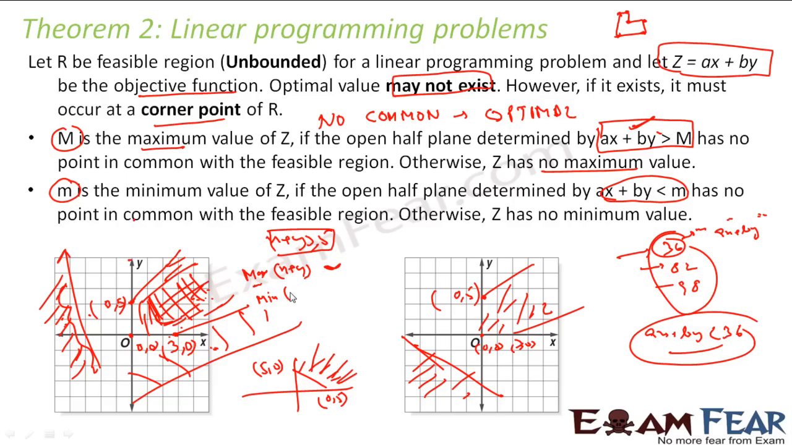When I say find the minimum value of x plus y, I can say that the minimum value of x plus y is 5. So in this case, if you see, the maxima is not defined and the minima is defined. And this is the example of an unbounded region. The feasible region is unbounded. So in this case, the maxima is undefined, but the minima is defined. Correct?